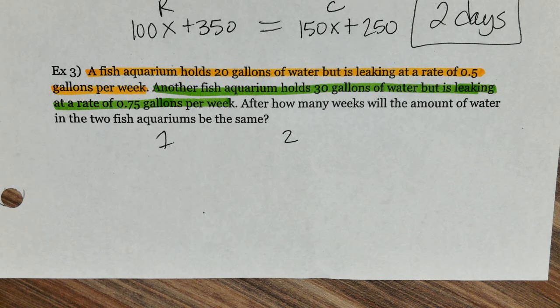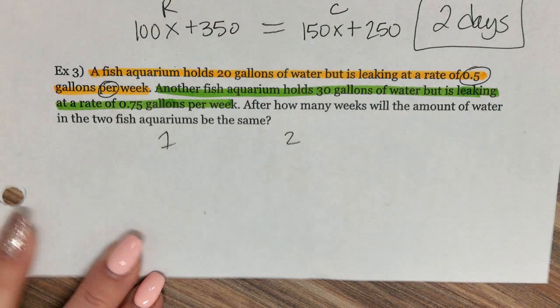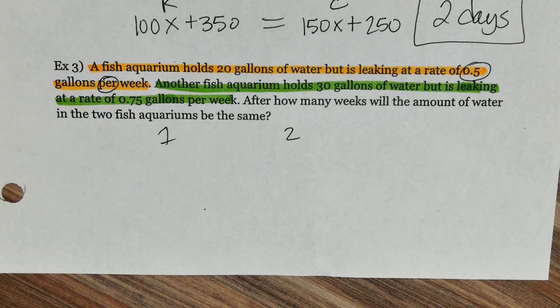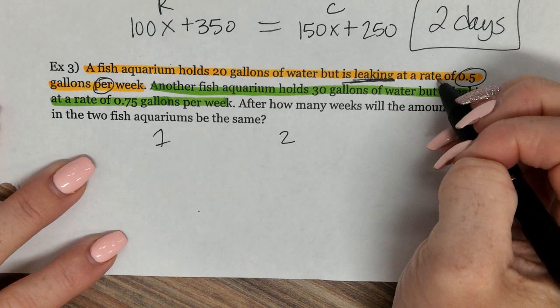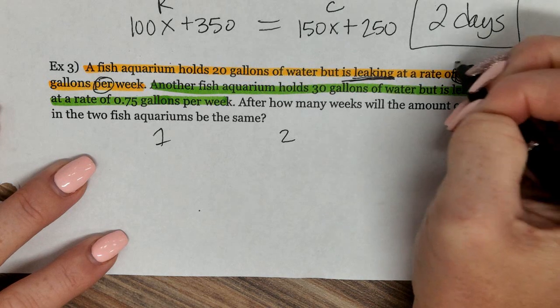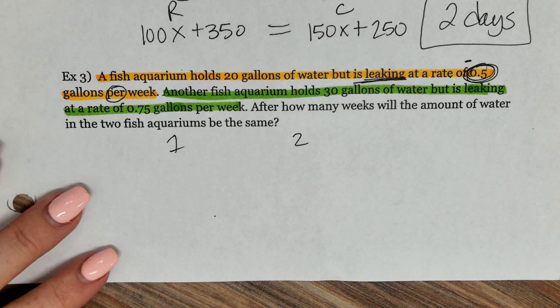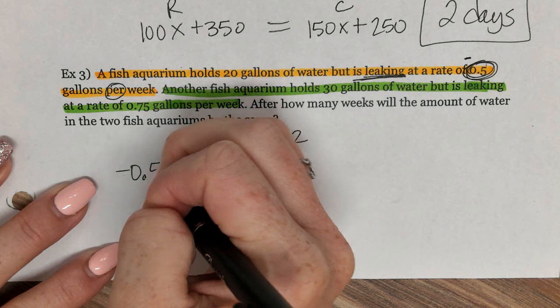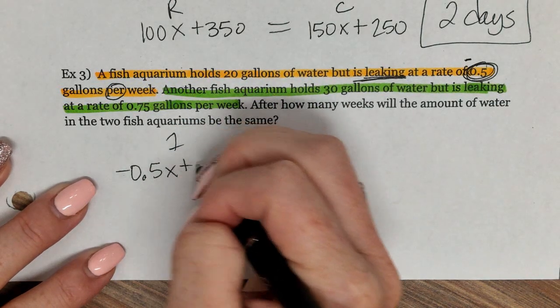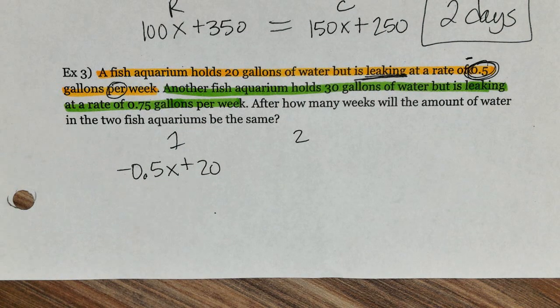So what number is going to get the X? Okay, now here's the question. Is the 0.5 a positive value or a negative value? Why? Because it's leaking. So the 20 is a positive because that's the gallons it starts with. But then it's leaking at a rate. That means this number gets a negative sign in front of it. So negative 0.5x plus 20. Does everybody understand why the rate got a negative sign?